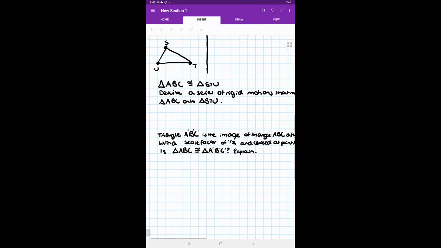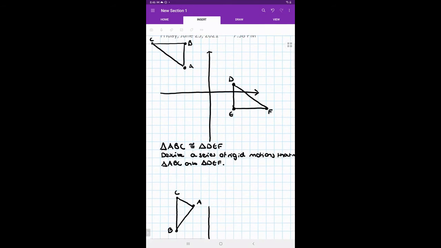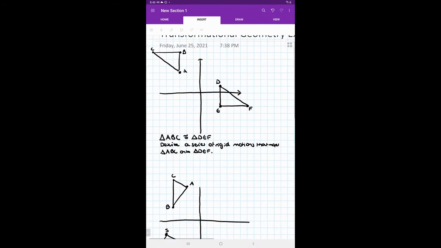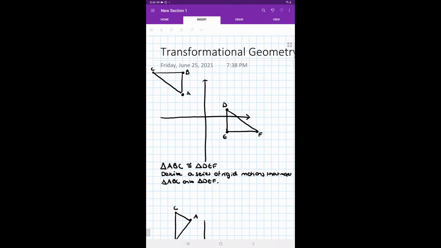Okay, so now I'm going to do a couple of examples. These are examples that I took from previous Regents exams, so they should be very representative of what you're likely to see on the Regents. The first one states that these two triangles, ABC and DEF, we're told that ABC is congruent to DEF. That's what that little symbol, the squiggly line with the equal sign underneath, means. And they want us to describe a series of rigid motions that maps triangle ABC onto DEF.